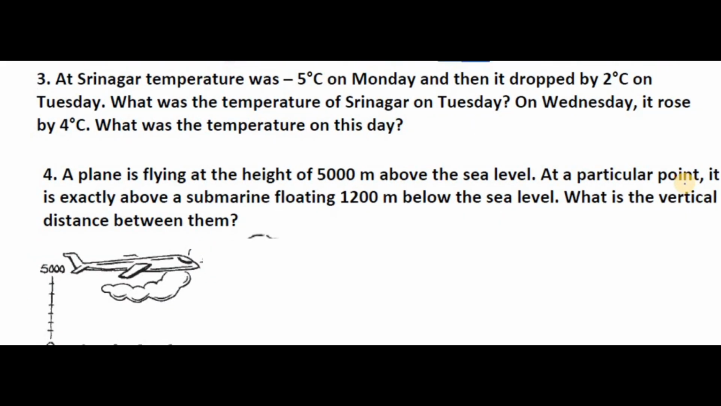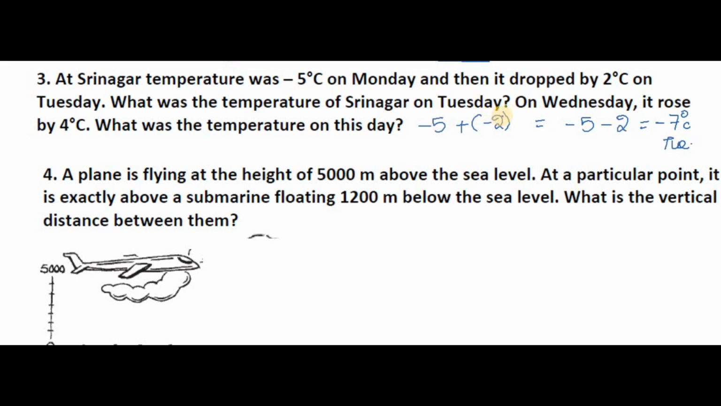At Srinagar, the temperature was -5 degrees on Monday. Then it dropped by 2 degrees centigrade on Tuesday. So actually it is -5. It dropped by 2 means what? You have to go for addition, right? So -5 plus, it dropped down means -2. -5 plus -2. Both have the same sign, so we can go for addition. 5 plus 2 is 7. So on Tuesday, the temperature at Srinagar was -7 degrees Celsius.